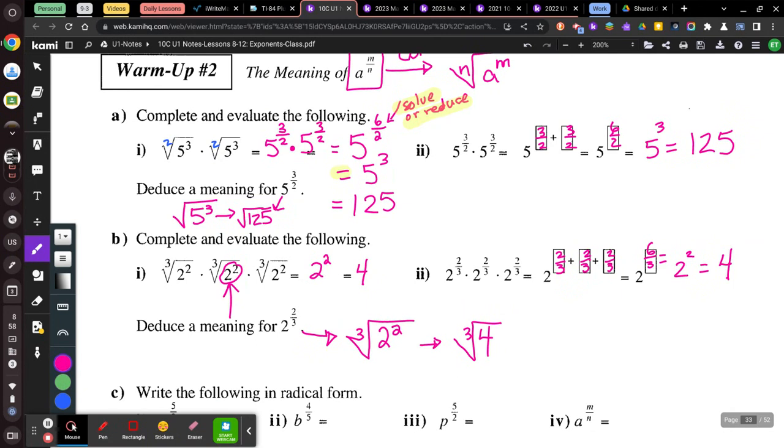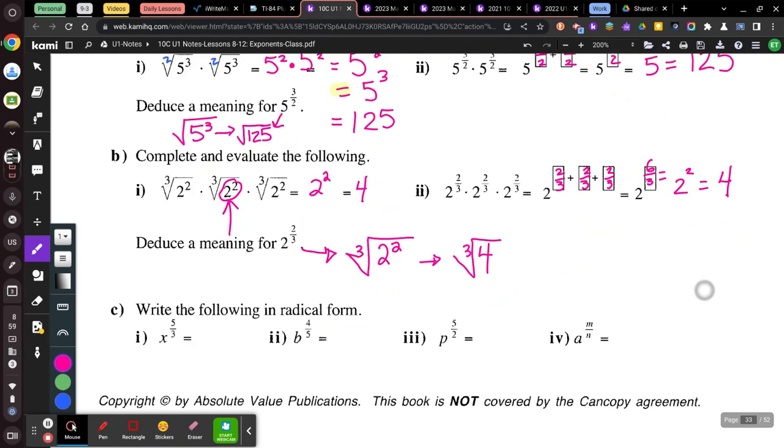So for root signs, are you always going to end up with the same number you start with? It depends. If it's multiplying by the same one, yes.